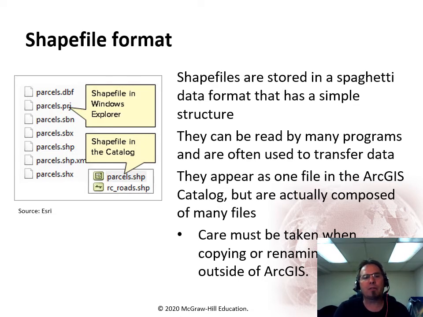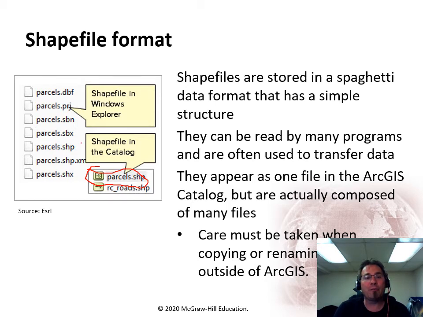So here's the parcels shapefile, and you could see there's 1, 2, 3, 4, 5, 6, 7 different files sitting on my hard drive, right? If any one of those is missing, you just corrupted your data. Okay, they all have to be present for this to work. Now, if you look at this in the catalog tab, this is all you're going to see is a parcels.shp file.